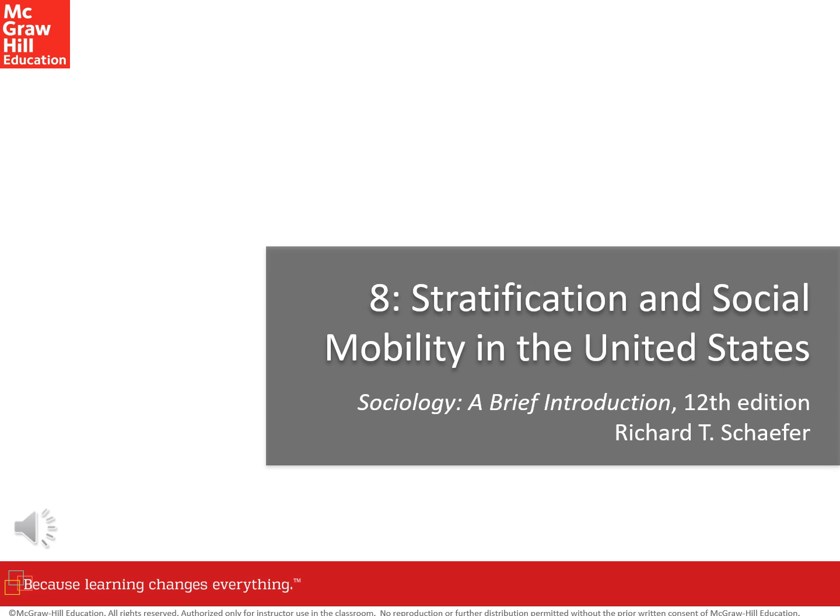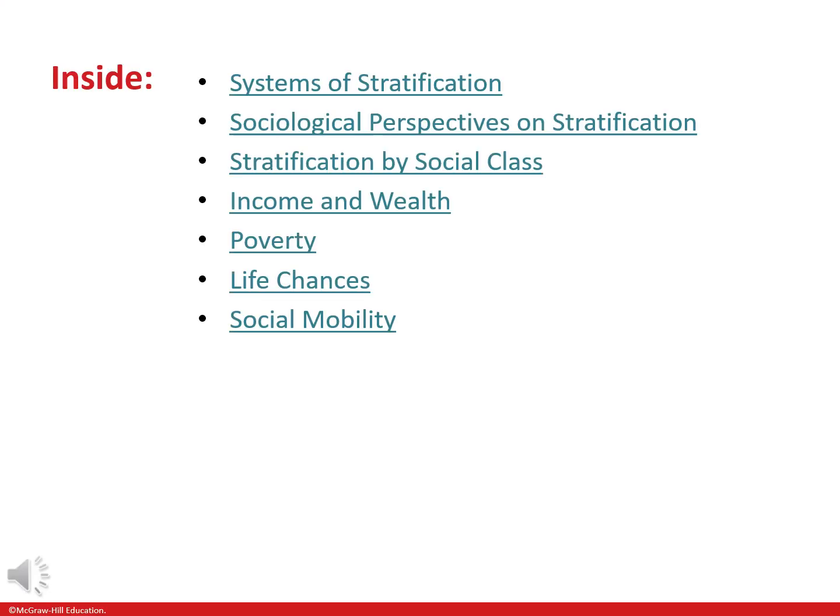Chapter 8, Stratification and Social Mobility in the U.S. In this chapter, we are going to discuss systems of stratification, the sociological perspectives on stratification, stratification by social class, income and wealth, poverty, life chances, and social mobility.